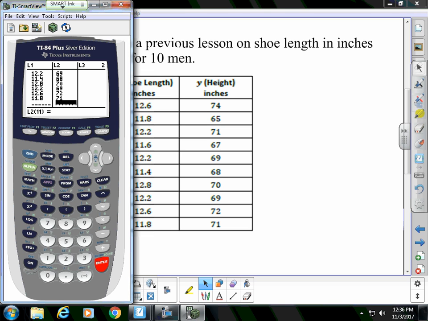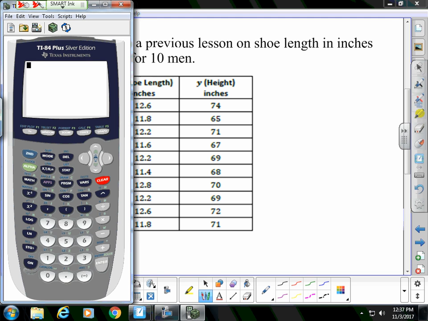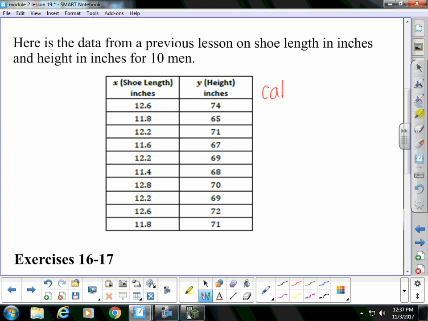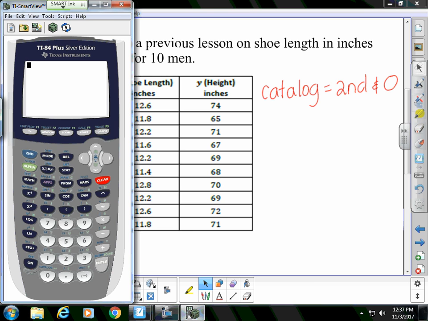Okay, I have everything in. I'm going to quit out of this, so second mode, and clear this screen. To get the correlation coefficient to show up, we need to go into the catalog. To go into the catalog, you hit the second key and the 0 key. You'll notice above the 0 it says catalog.